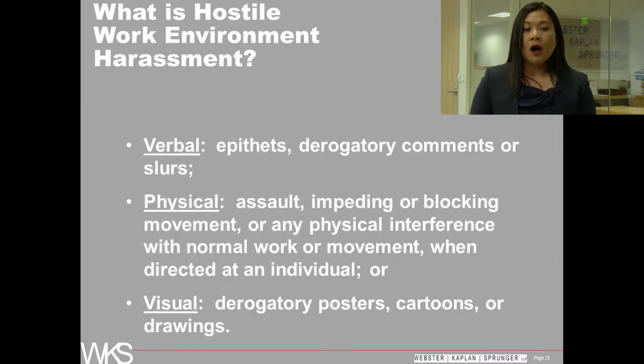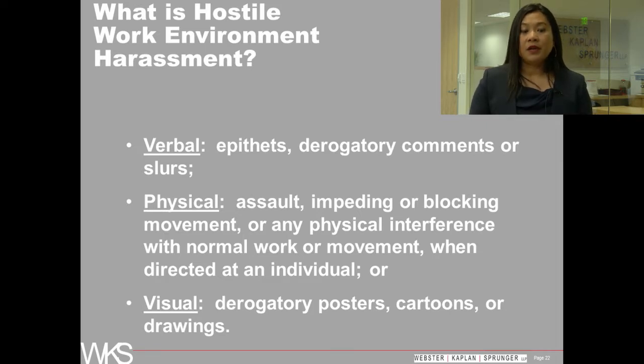Okay. Hostile work environment, as I mentioned, is pretty broad. So it's going to encompass verbal harassment like comments, derogatory comments, or slurs. It could also encompass physical behavior such as assault, impeding or blocking movement, or any physical interference with normal work or movement when directed by an individual. The example I gave you with Matt Lauer, where he was able to press a button underneath his desk and the office doors would lock, basically locking the person in there with him, would be an example of impeding or blocking the person from leaving the office, okay?